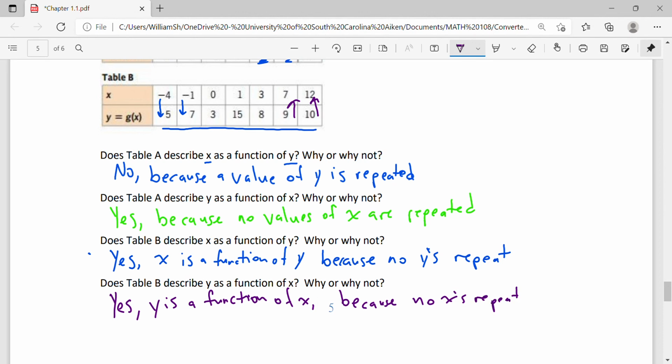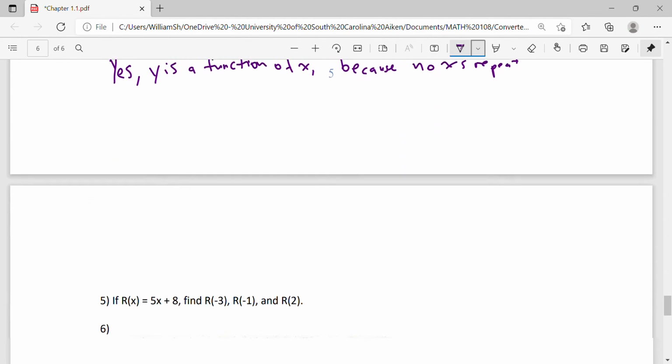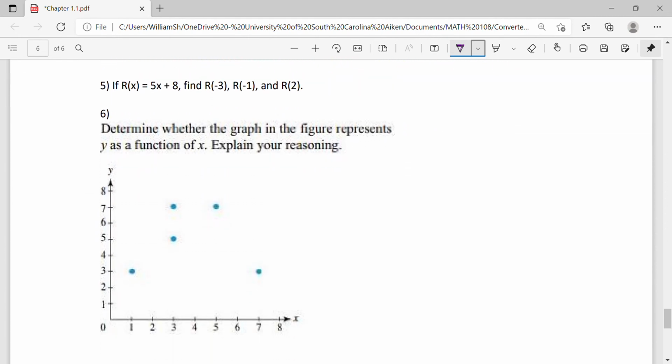This is actually a one-to-one function because table B represents a case where each x has an individual y and each y has an individual x. It's a one-to-one function. Each one has an individual one to go with. Okay? All right, let's look at 5.